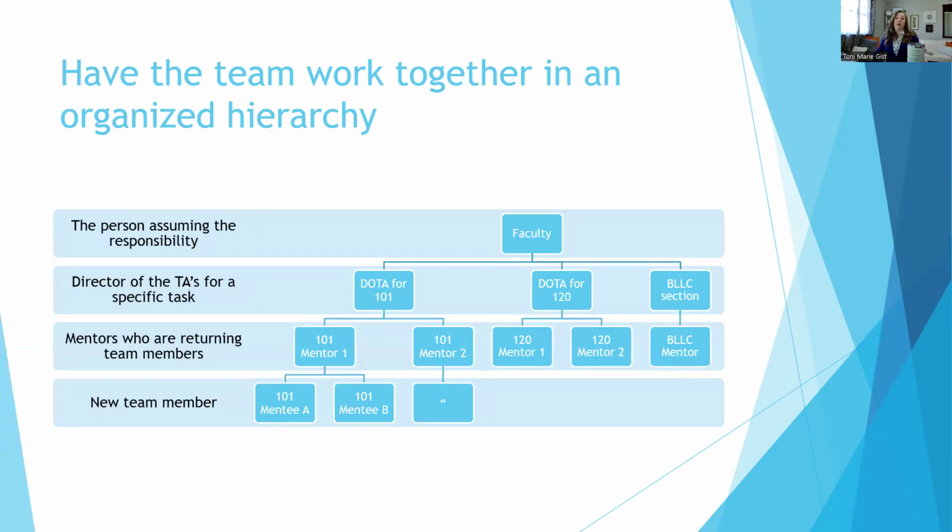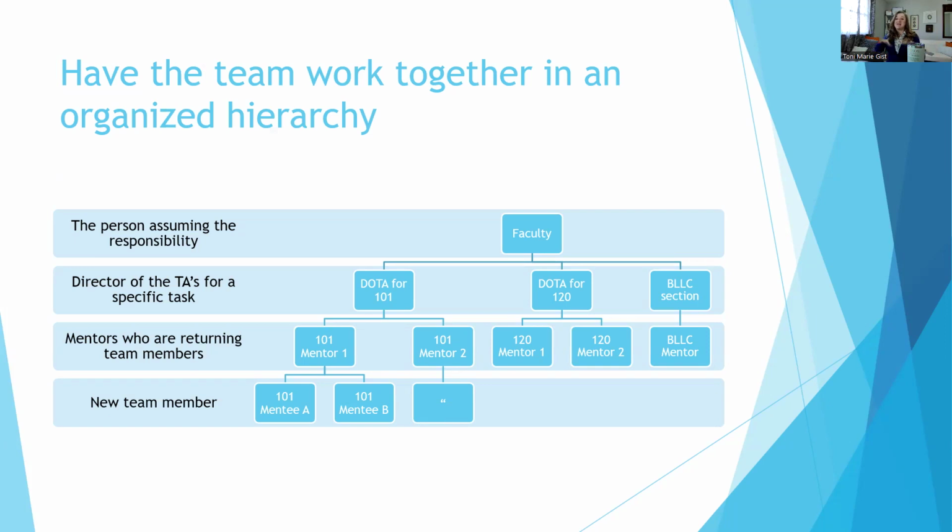Here's an example of how I have my team set up. What I do is I have the team work together in an organized hierarchy. We have one singular person at the top of a hierarchy who is assuming all of the responsibility. This is primarily the faculty member. So that would be myself.